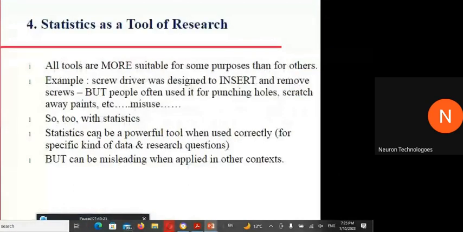Statistics as a tool of research, we know very well, like all tools, is more suitable for some purposes than for others. A screwdriver was designed to insert and remove screws, but people often use it for punching holes, scratching away paint, or other misuse as well. So too with statistics: statistics can be a powerful tool when used correctly, but can be misleading when applied in other contexts. We know very well that mean, standard deviation, t-test, and the other things are all helpful, and they give you the right thing in front of you.